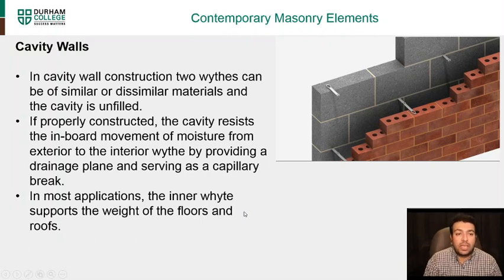Cavity walls. In cavity wall construction, basically there are two widths that can be of similar or dissimilar materials, and the cavity is unfilled. If properly constructed, the cavity resists the inward movement of moisture from the exterior into the interior by providing a drainage plane, and serves basically as a capillary break. So the water is broken and it goes down, and then there should be some sort of drainage at the bottom where the water can be taken out of the structure.